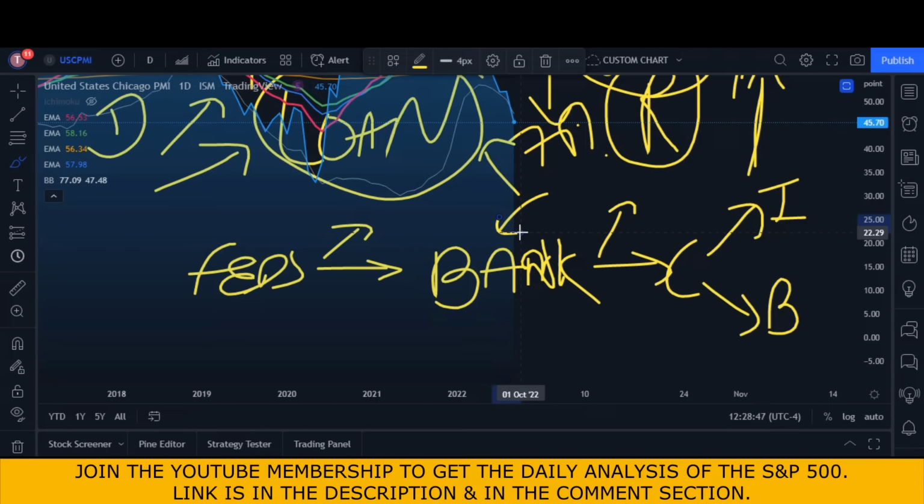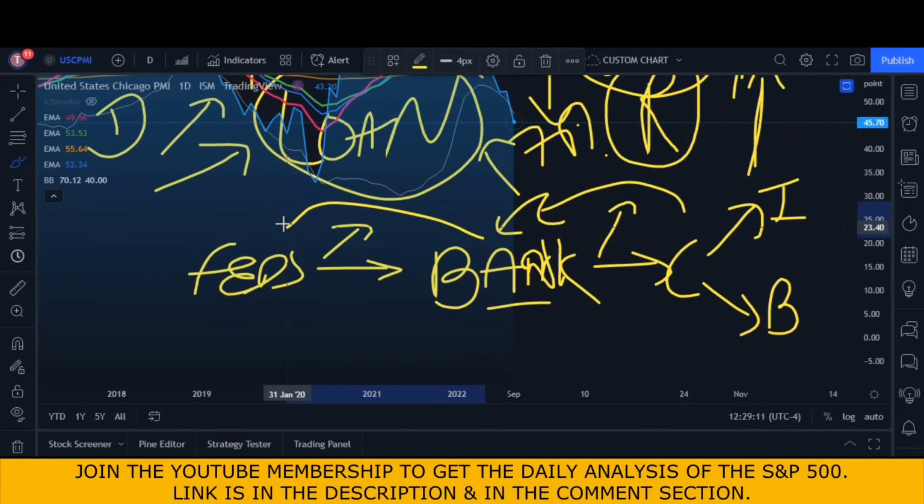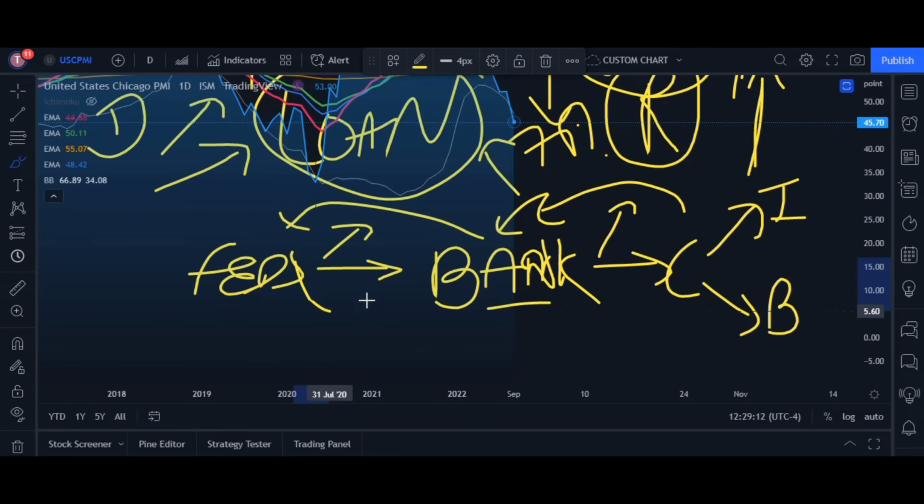See, the only source of income for the banks is the interest they earn from consumers, the individuals or the businesses. Whatever money they get from them in the form of monthly installments, they keep the profit, and then they repay the money to the Feds, because whatever money they have is from the central bank.